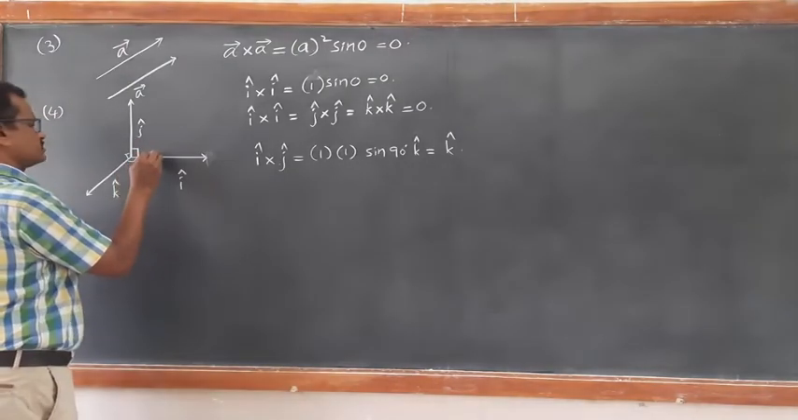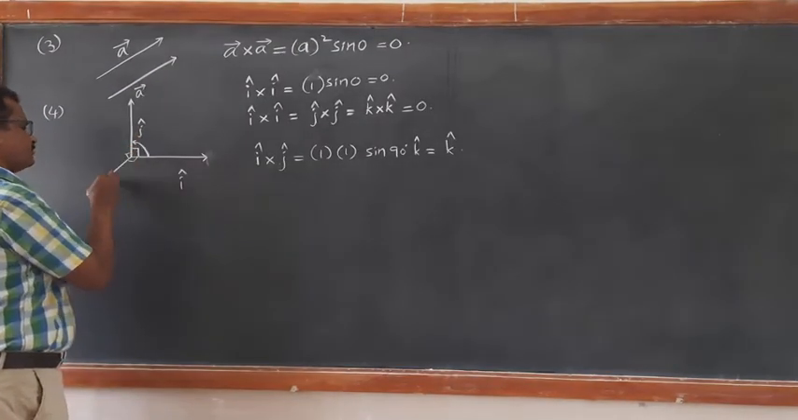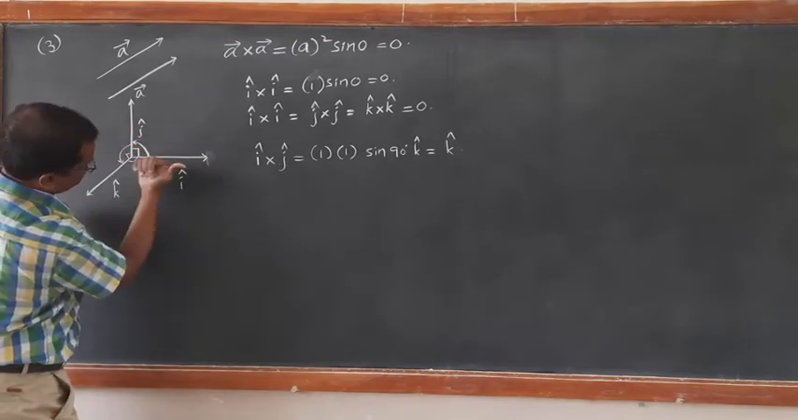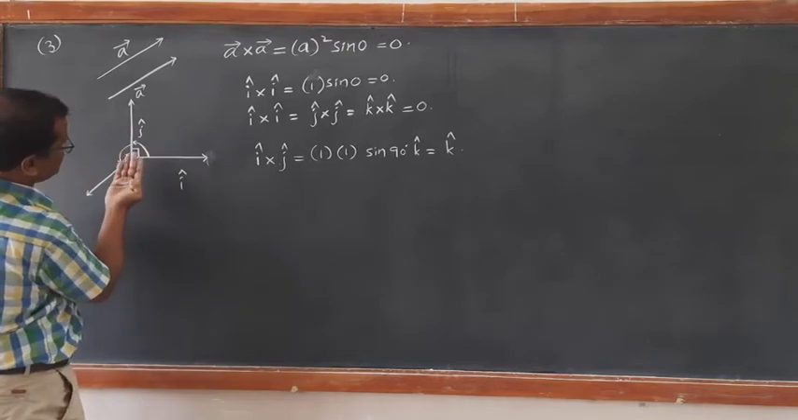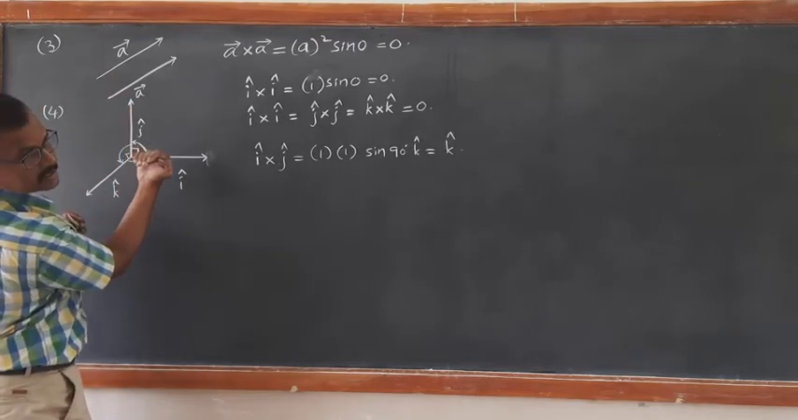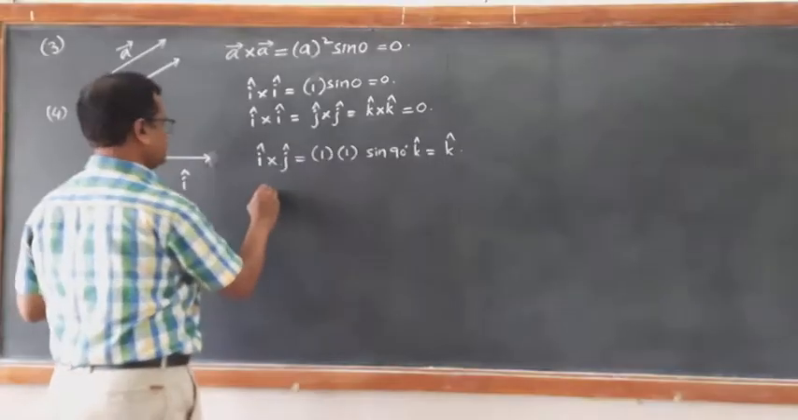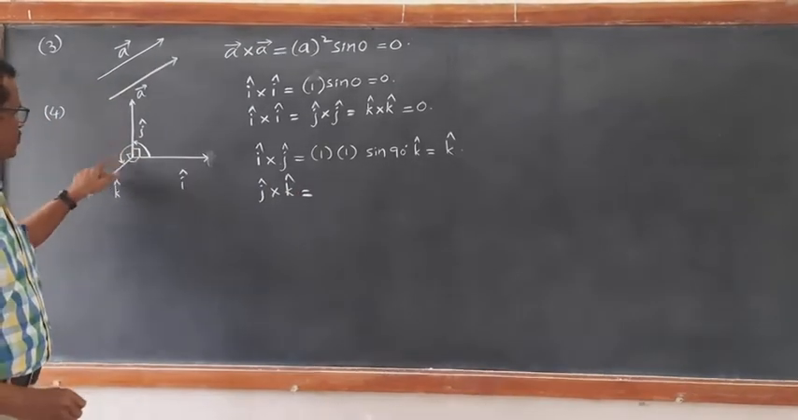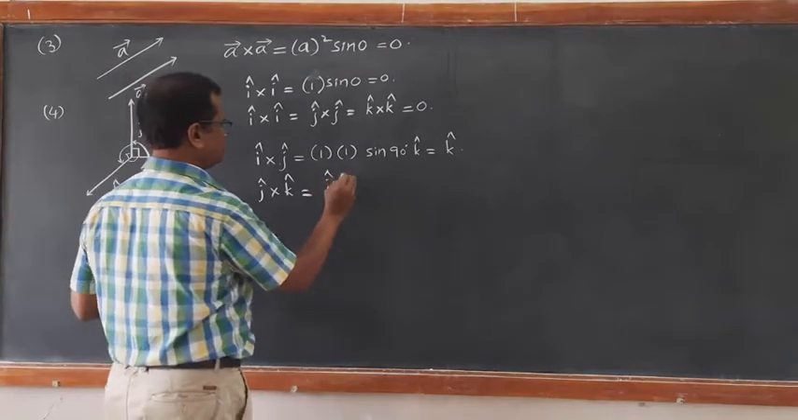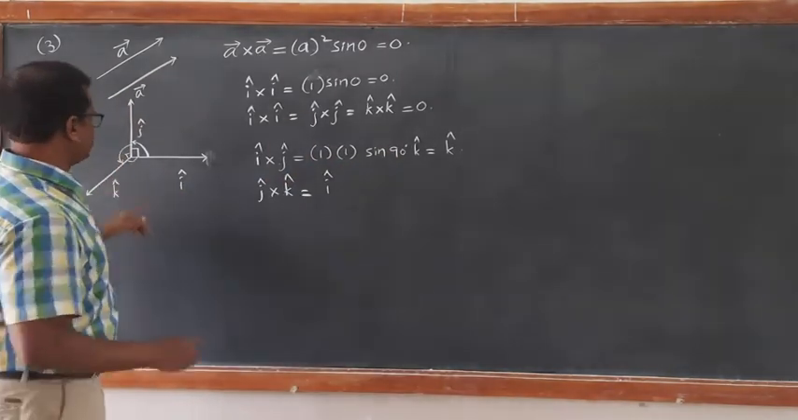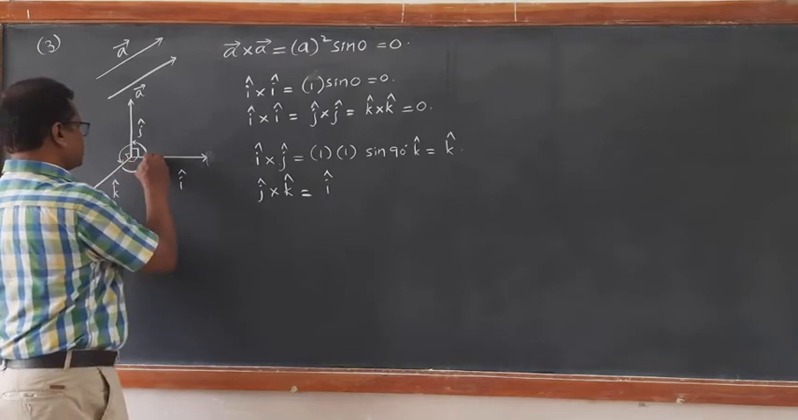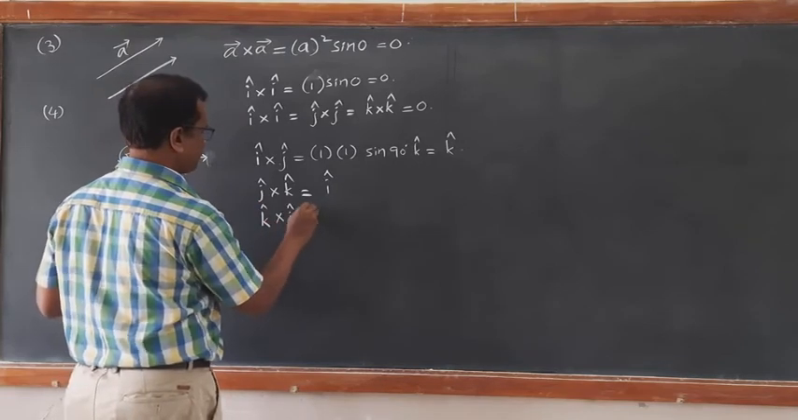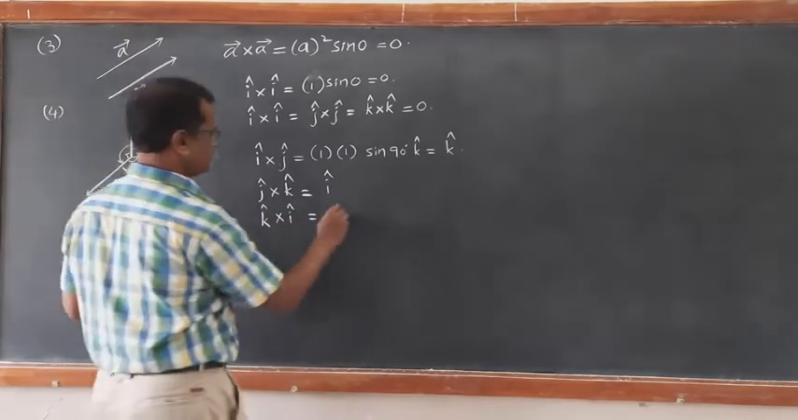Similarly, I cross J gives you K cap. J cross K gives you what? Again, if you turn J towards K, you will get I. So J cross K, in the cyclic order, gives us I cap. Following the same method, K cross I in the same cyclic order gives us J.